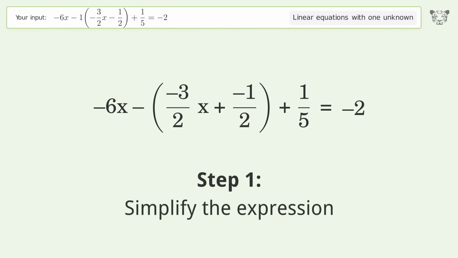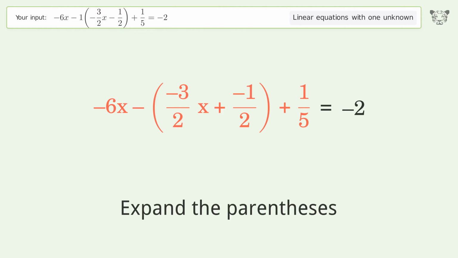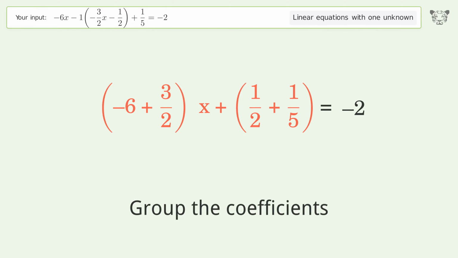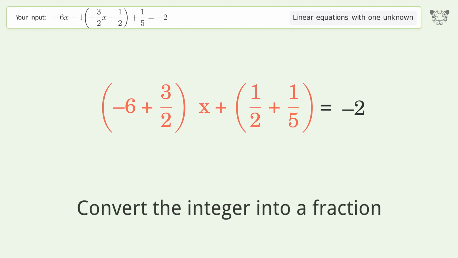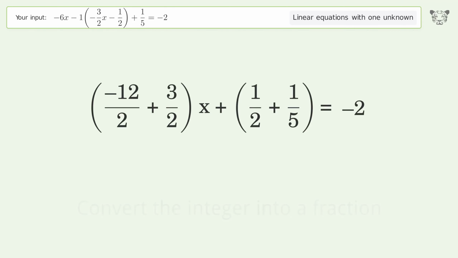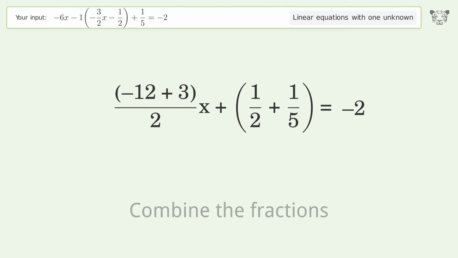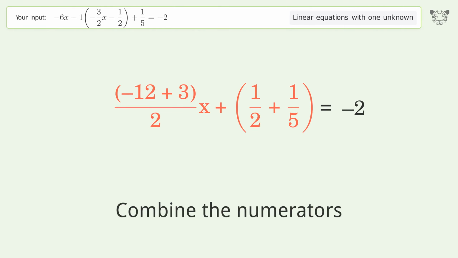Simplify the expression. Expand the parentheses. Group the coefficients. Convert the integer into a fraction. Combine the fractions. Combine the numerators.